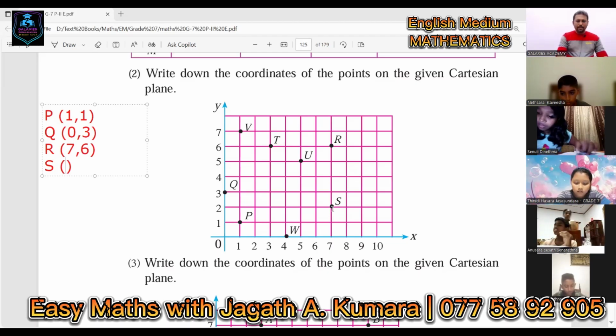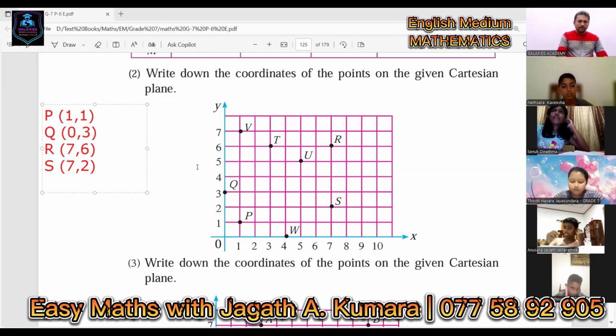Senuli, can you give the coordinates of S? 7, 2. Yes, x coordinate you can check here, 7. Y coordinate is 2. So the coordinates of the point are 7, 2. Then T.